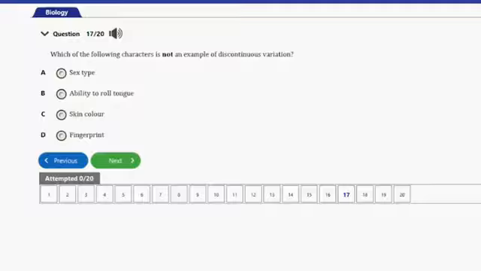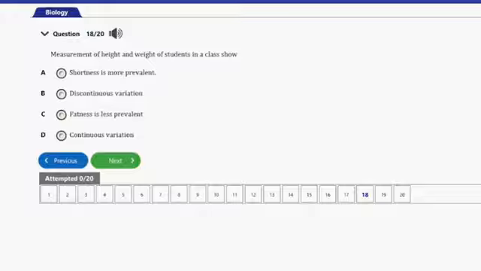So let's go ahead and consider the next question, guys. That's question number 18 here. It says, measurement of height and weight of students in a class show A. Shortness is more prevalent, B. Discontinuous variation, C. Fatness is less prevalent, D. Continuous variation. So guys, the measurement of height and weight of students in a class will show continuous variation. And that's it for this question.